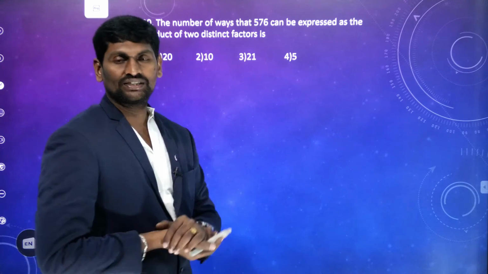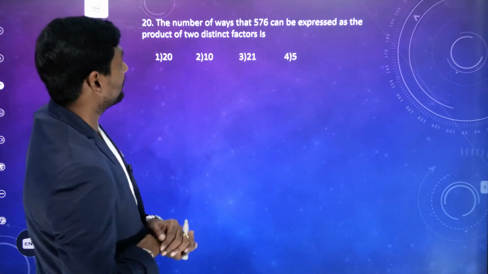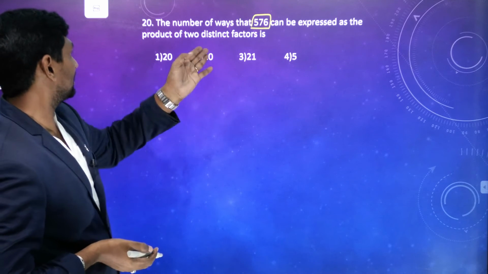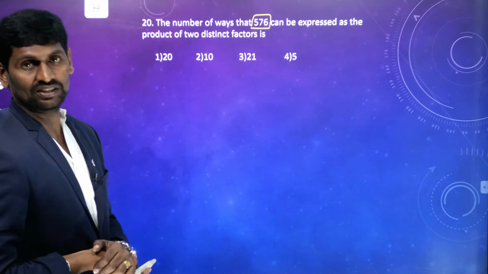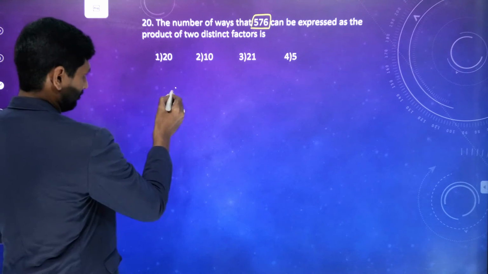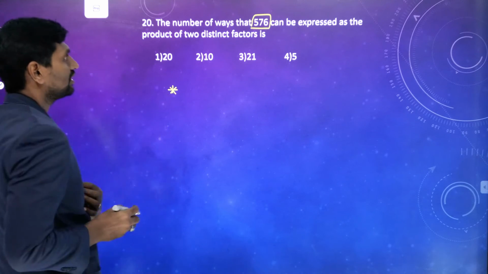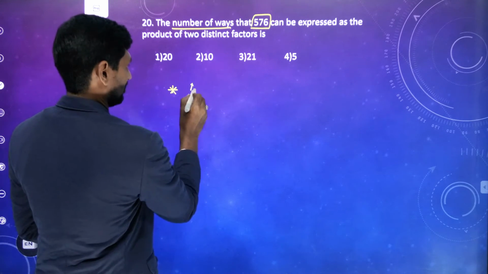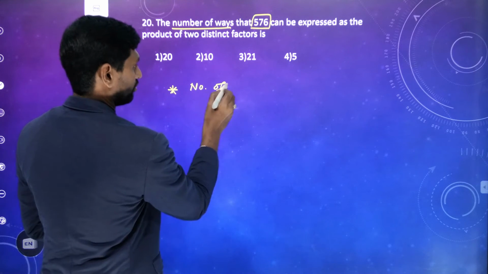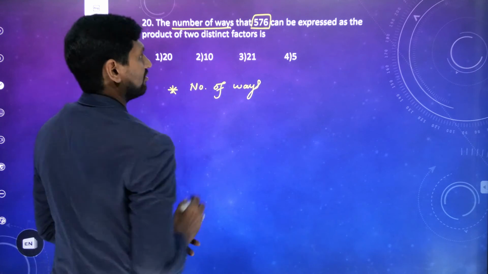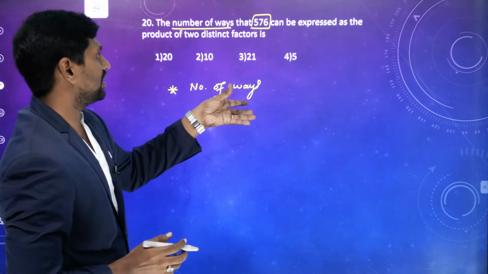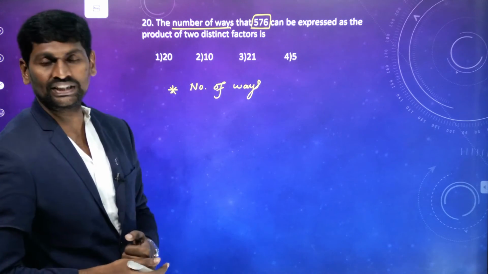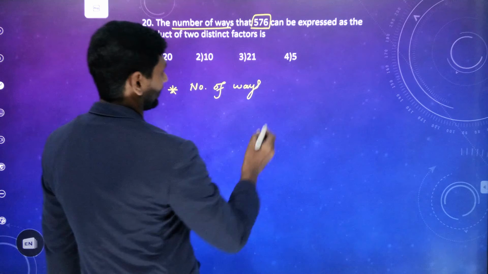The number of ways that 576 can be expressed as the product of two distinct factors. Here you should remember that it says two distinct factors for the number of ways. So remember this formula, children, for expressing the given number as a product of two distinct factors.